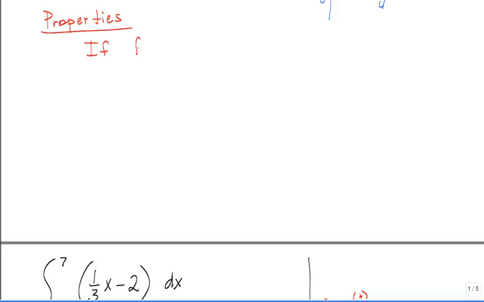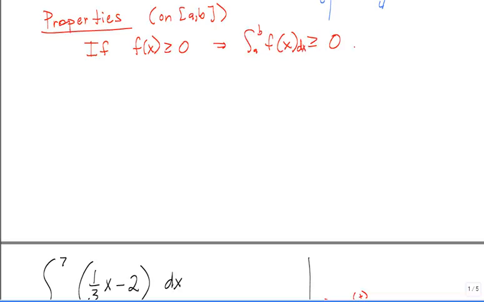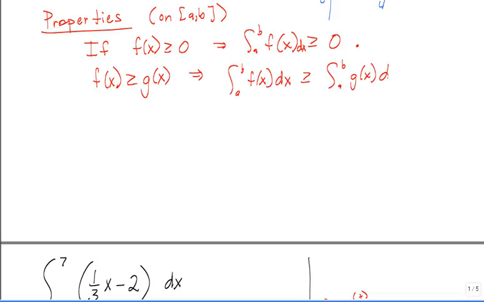First one is if your function is positive, and these are all on a closed interval a, b, then your integral from a to b is positive. If you have one function larger than the other function on that interval, then the integrals are going to be larger on that interval. So these are all just talking about the interval a to b.